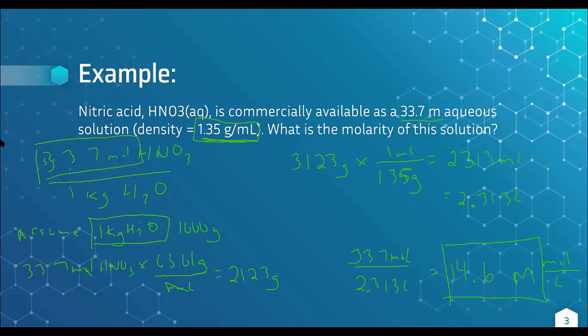So again, if we're not quite sure what to do at the start, we can make an assumption. In this case, we assumed we had 1 kilogram of water. We calculated the weight of our nitric acid based on that. We found our total weight. We used that weight and the density to find the volume. And then we were able to calculate our molarity.